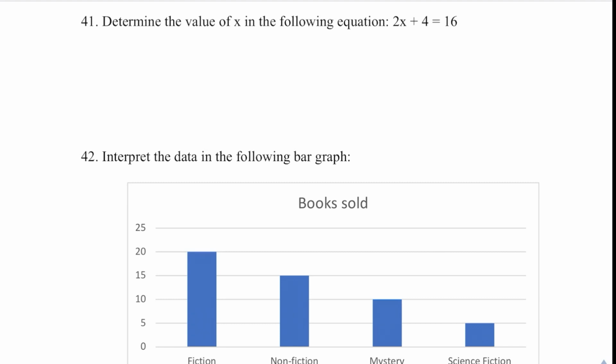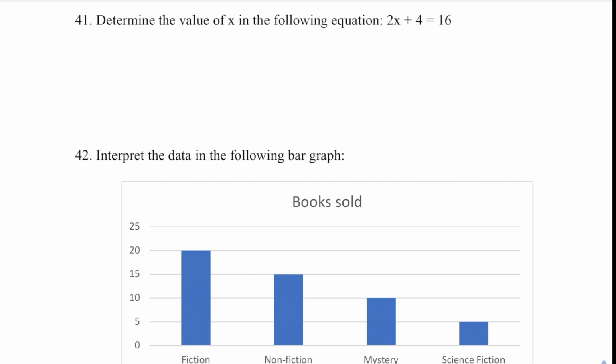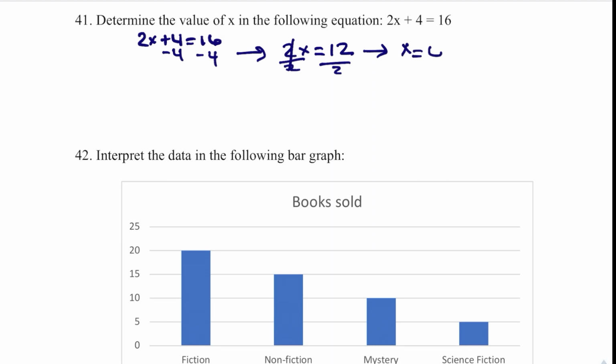Determine the value of x in the following equation. So to do this, like we did earlier, we want to get x on one side of the equation and then all the numbers on the other side. So we're going to have 2x plus 4 equals 16. So first thing we're going to do is minus 4 from both sides. This is going to give us 2x equals 12. Then what we want to do is divide by 2 on both sides, so these cancel. So we're going to have x equals 6, and that is our answer.